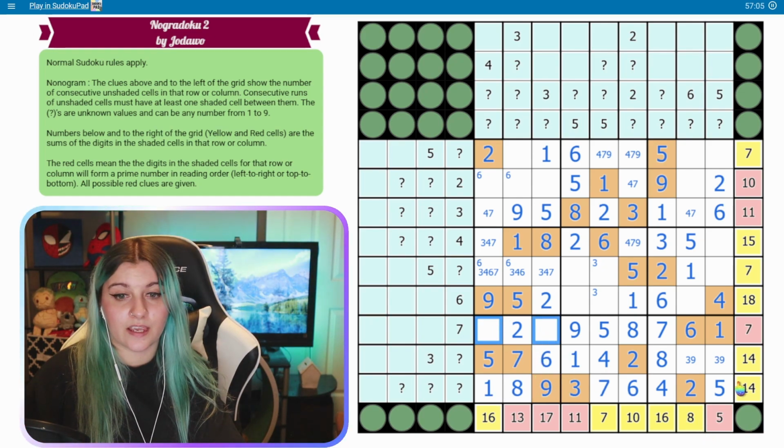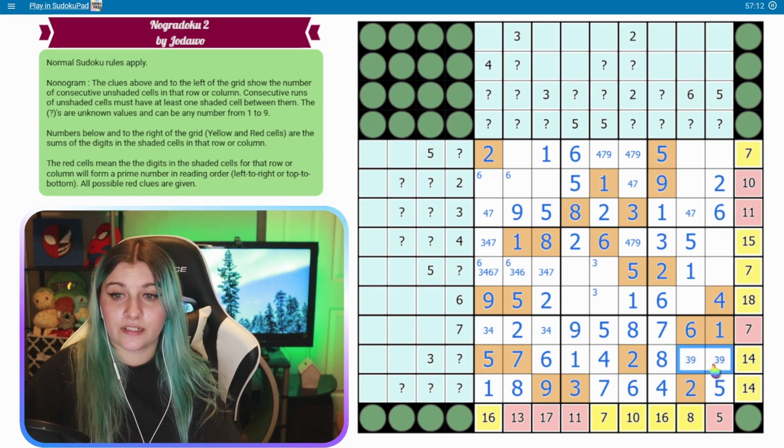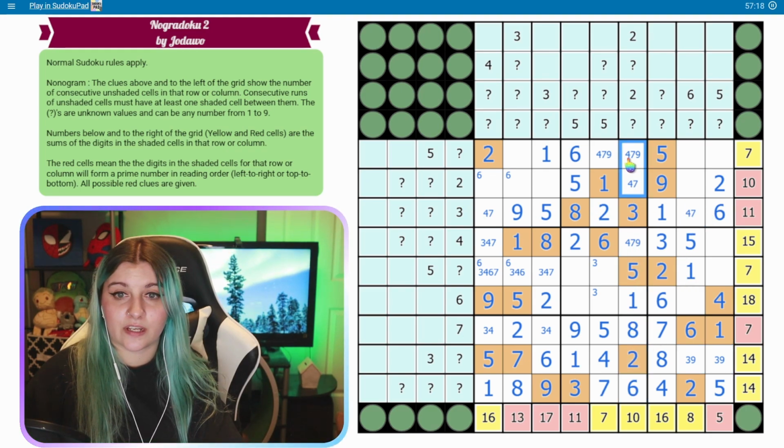This is a 3, 4. Go ahead and mark it for now. I can do way more cleaning up, though. 3 and 9 here is cool. 4 and 7, do I know about that yet? No. 4, 7, 9, 4, 7, 9, 4, 7. This is the same as this.